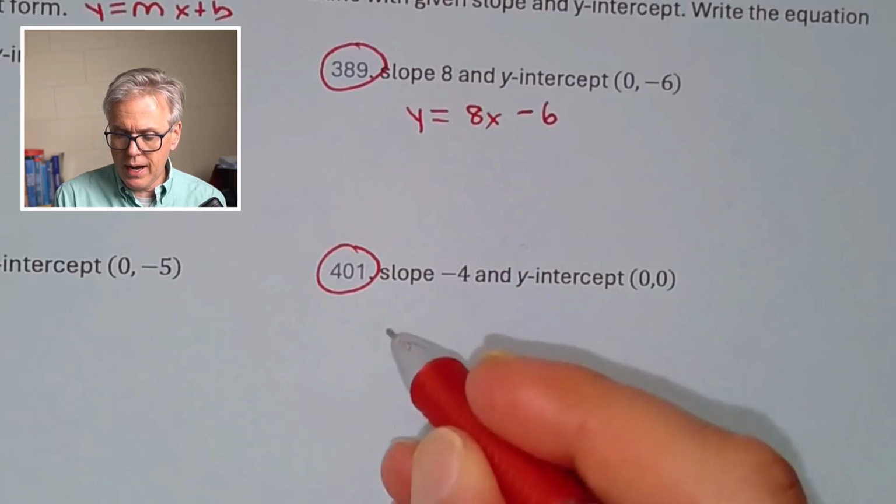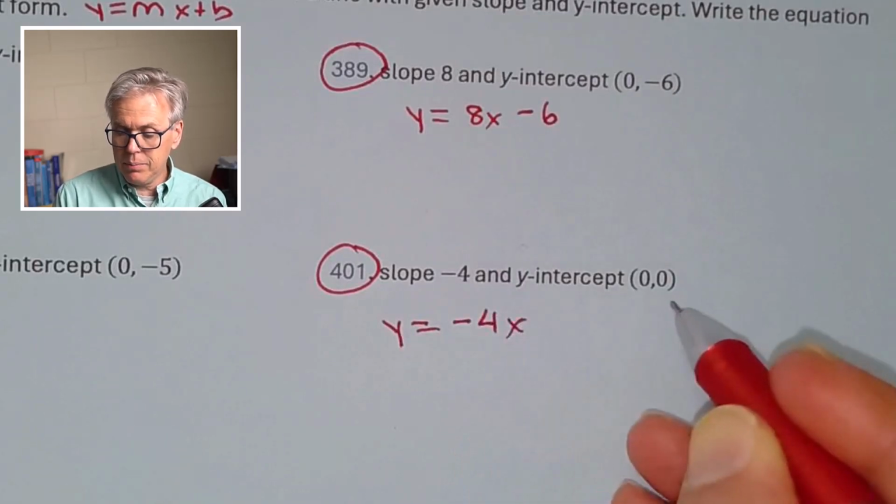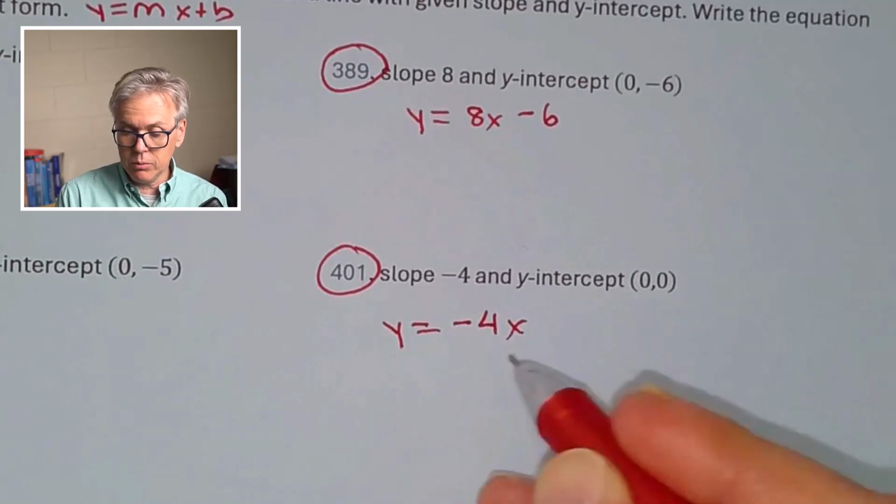Here, y equals, we know it's going to start off that way, mx, so it's a negative 4x plus 0. We don't usually write that, so we'll just leave it right there.